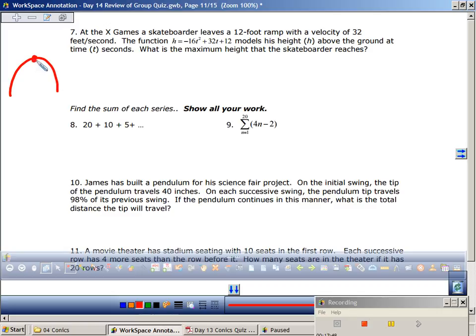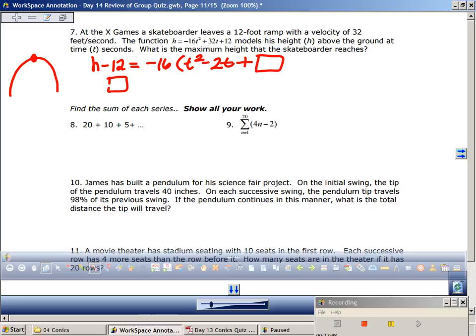Vertex. I need the vertex. So I'm going to call this h. I'm going to subtract that 12 equals negative 16 p squared minus 2p plus something. I'm going to add that something on the other side, but I need negative 16 of them.